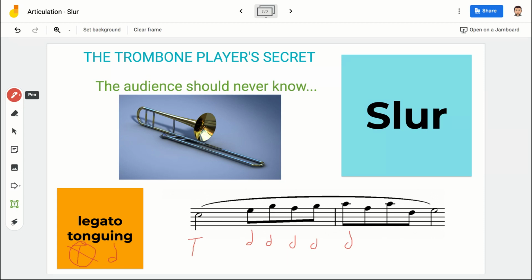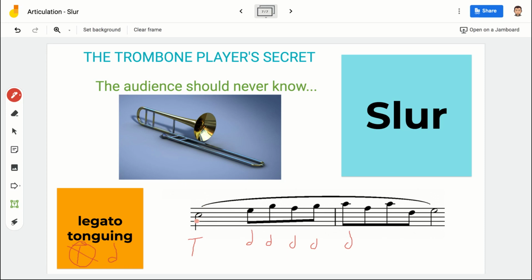Now, I just played that for the first time, so I need a little bit of practice to get all my notes to sound connected. I'm trying to trick anybody who might be listening into thinking that I'm truly slurring the notes. And this is the best we can get as trombone players.